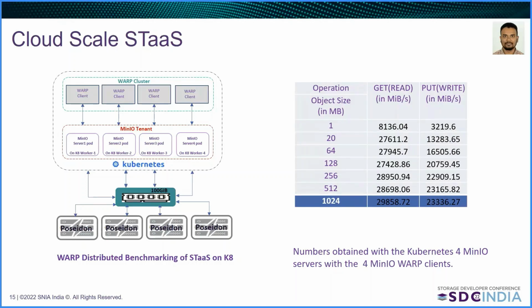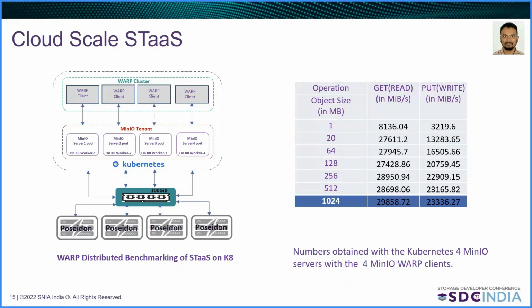The table on the right captures the throughput numbers we observed with different object sizes. The number obtained is around 29 GB per second for read and 23 GB per second for write on the Kubernetes cluster. As we can see for Kubernetes STaaS, the number for write operation is almost the same as Monolithic STaaS, that is around 23 GB per second. For read, the Kubernetes numbers are lagging but are not at the extreme lower end. These are our initial findings. We are in discussion with MinIO to further fine-tune and improve these numbers.